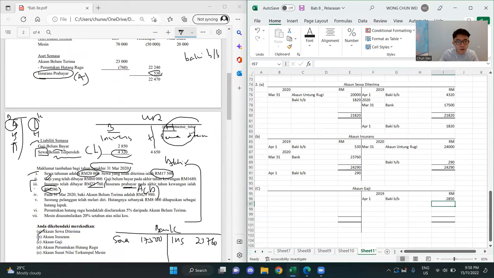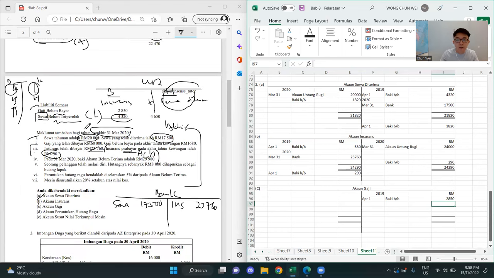After that, look at the maklumat tambahan, the gaji. Gaji yang telah dibayar. So, you bayar gaji. Bayar gaji means money keluar, credit. So, you credit your bank for gaji. So, if you credit your bank for gaji, meaning your account gaji, you have to debit it, right? So, 2020, March 31st, from bank. How much? 60,000, okay? Yang you telah bayar.